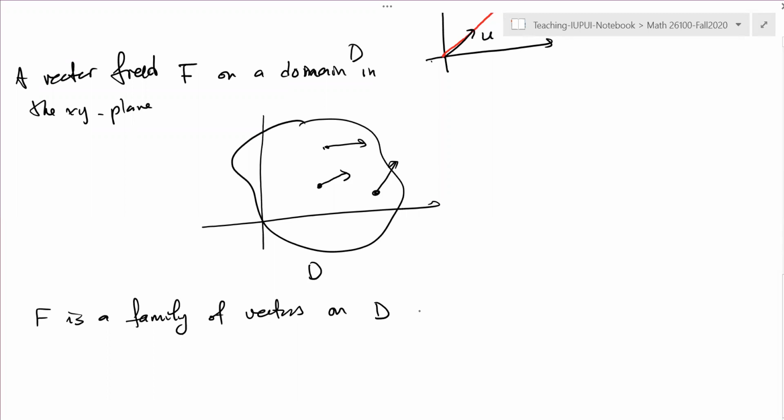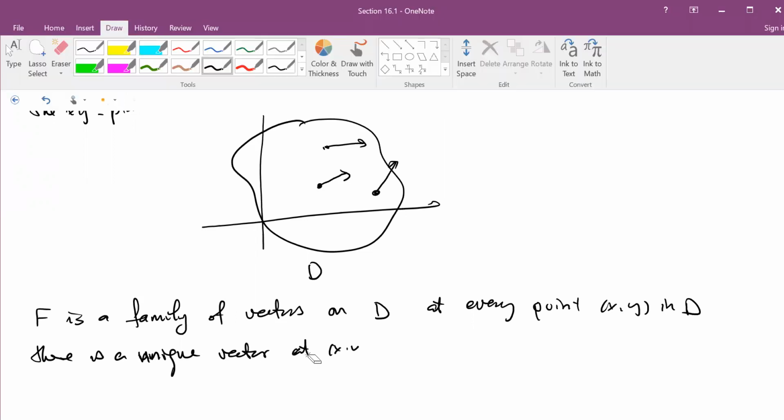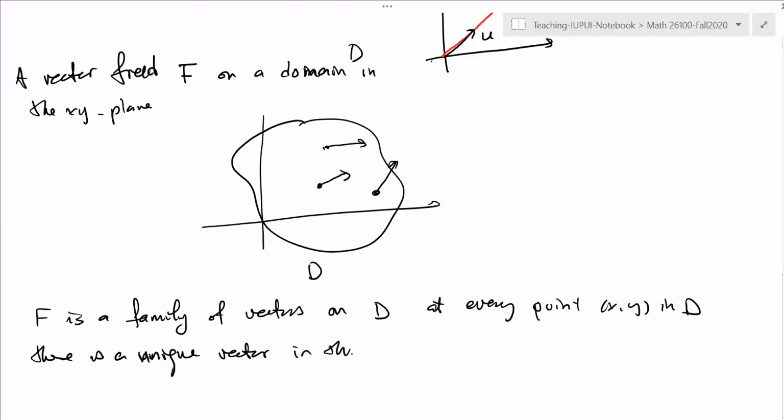Such that each member is a unique vector at the point. So that means at every point X, Y in D, there is a unique vector at point X and Y, from this family.